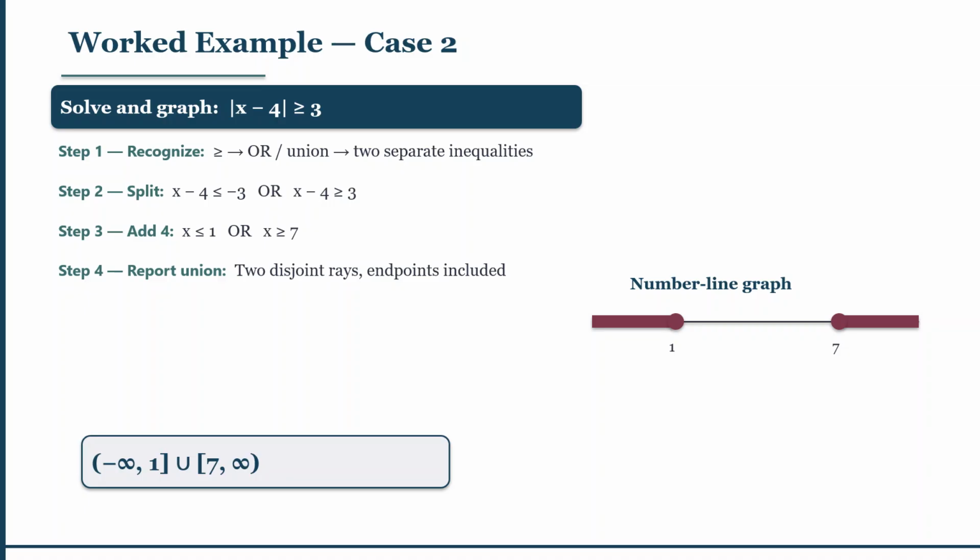The number line graph shows two rays pointing outward from closed dots at negative 5 and 1. Notice the gap in the middle. Between negative 5 and 1, no values satisfy the inequality. This is the signature shape of a greater than or equal to absolute value inequality.